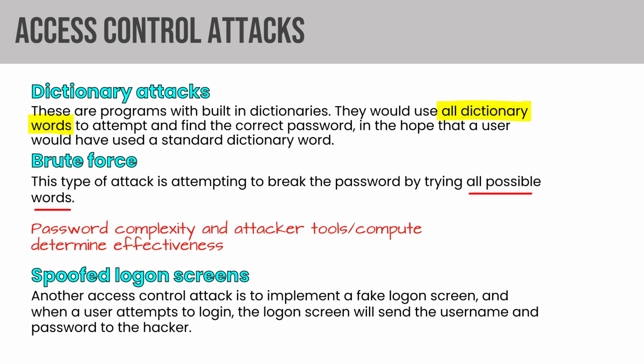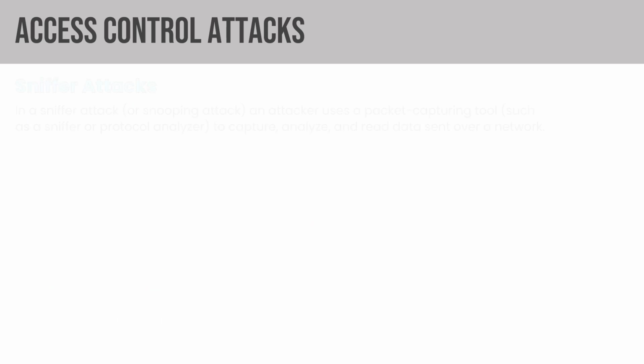And then spoofed logon screens, another access control attack, which is basically implementing a fake logon screen. And when a user attempts to log on, the screen will send the username and password to the hacker. So really, that's a breach of an application system or a web system. So in that case, the methods we use to secure websites and web servers and then application servers would defend against this sort of attack.